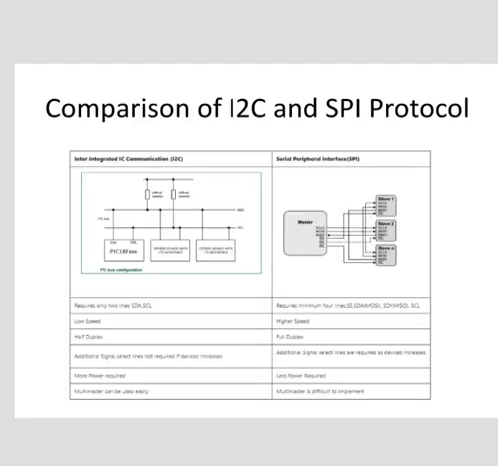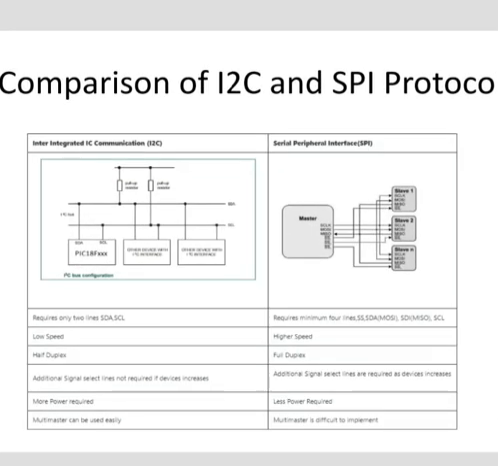So here is a comparison of I2C and SPI protocol. The first point is the diagram for both I2C and SPI protocol, given here. The I2C requires only 2 lines, SDA and SCL. SPI requires a minimum of 4 lines, SS, SDO, SDI and SCL.